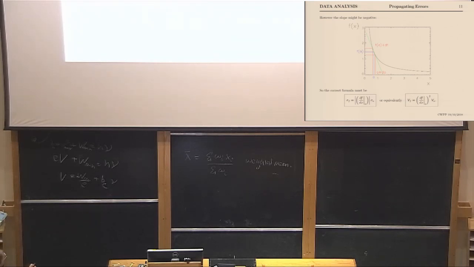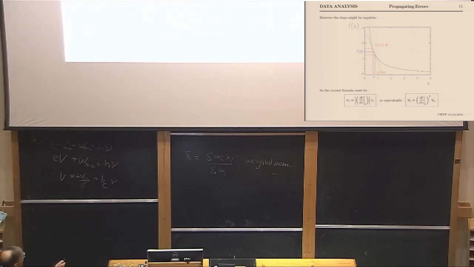That's almost right. The only problem is what happens if the slope's negative. Of course, we need a positive number here for the standard deviation. So in fact, here it must be minus the slope. The range here is related to the range here by the negative of the slope because the slope's negative. So it must be the modulus of that derivative that relates a with f.